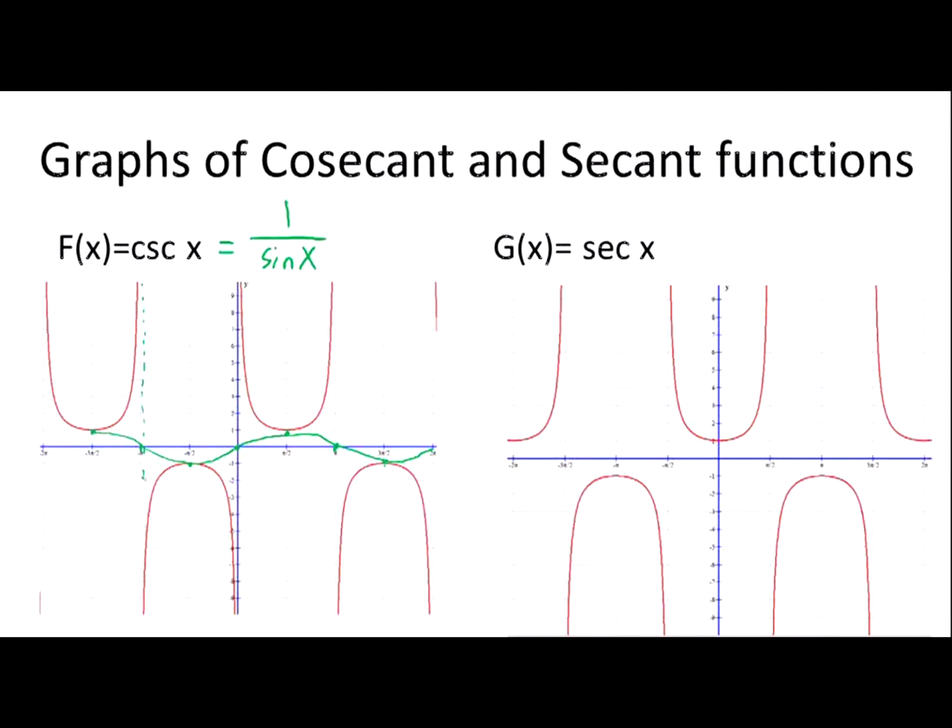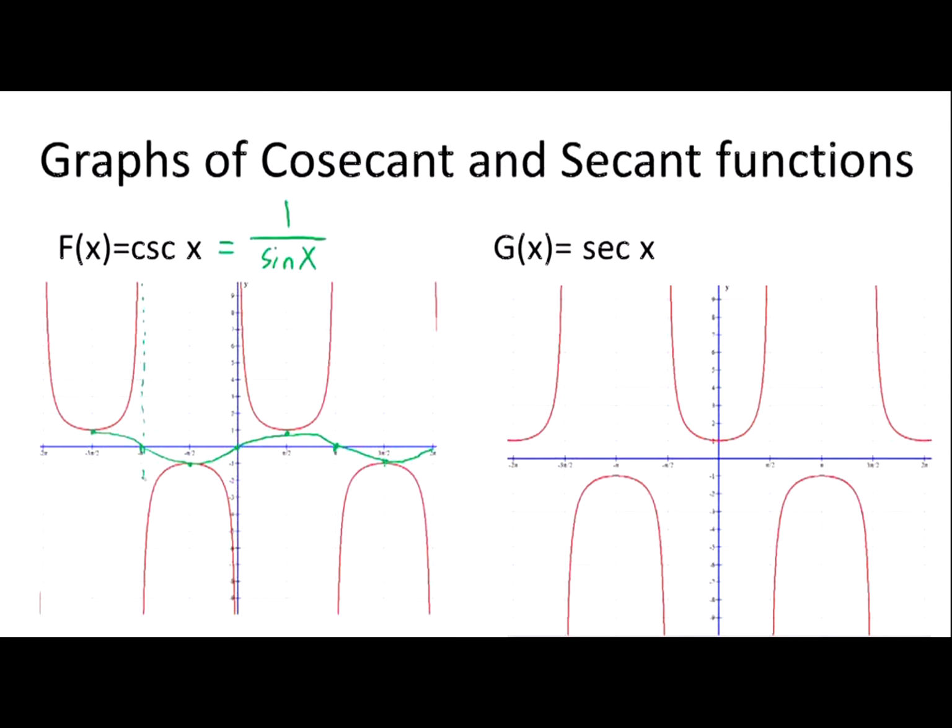So you can see what's happening is if you were to graph, for example, in green there, the sine curve, the U's created by the cosecant are at the peaks and valleys of the sine. And then there are vertical asymptotes, because you would be dividing by 0 there, where the sine is 0. And the same thing is happening with secant.